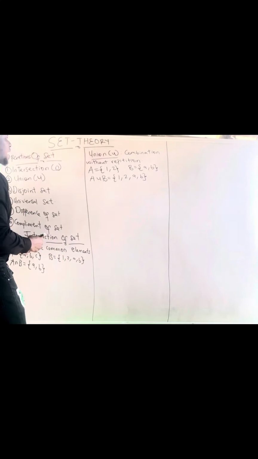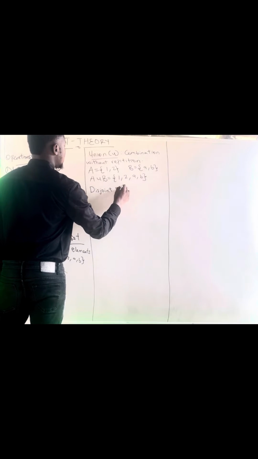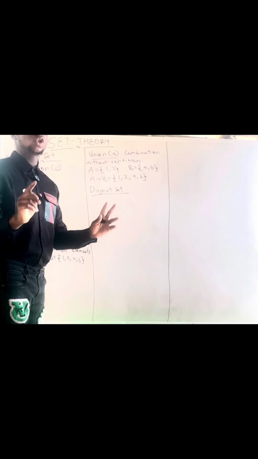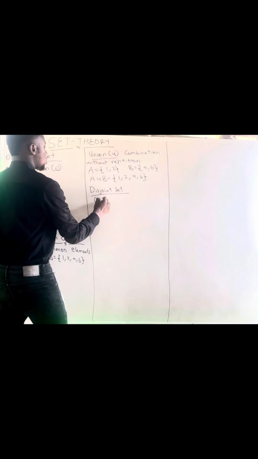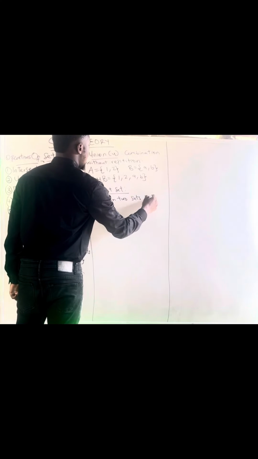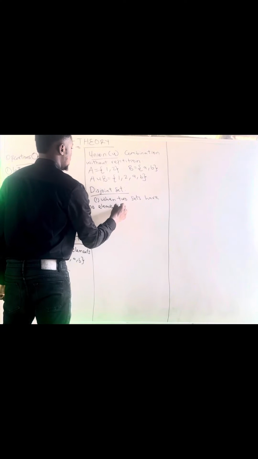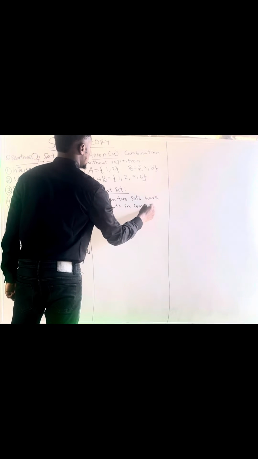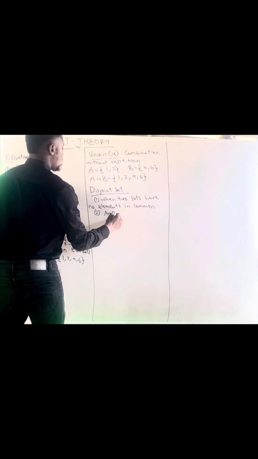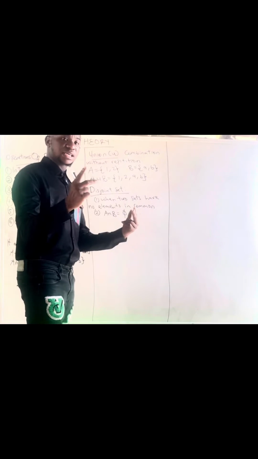That is for union. Guys, the next one is disjoint sets. Now you have to know that disjoint sets can be defined in two ways. The first one is when two sets have no elements in common. And the other way is when the intersection of two sets is equal to the empty set. So we can define disjoint set in two ways.